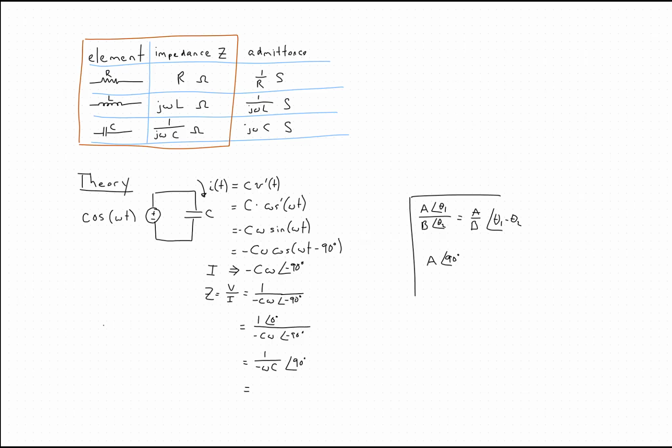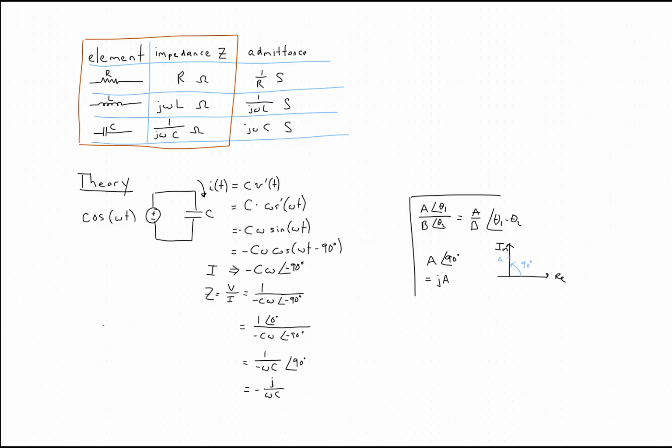Here's our real part. Here's our imaginary part. We've got 90 degrees up, and we have our A. I want you to see that that is the exact same thing as simply J times A. So I can rewrite this as saying it's equal to or minus J all over omega C.